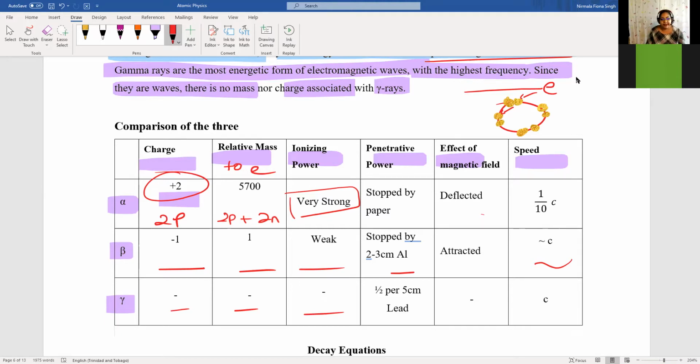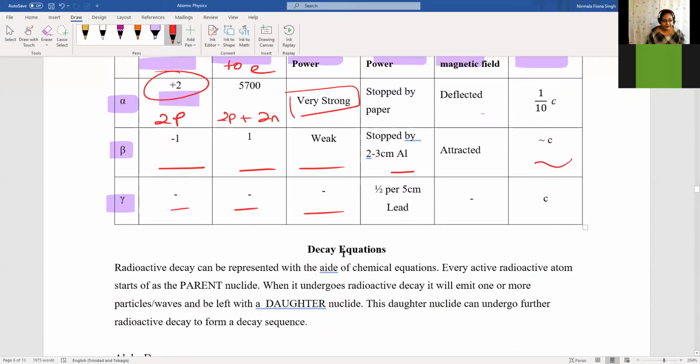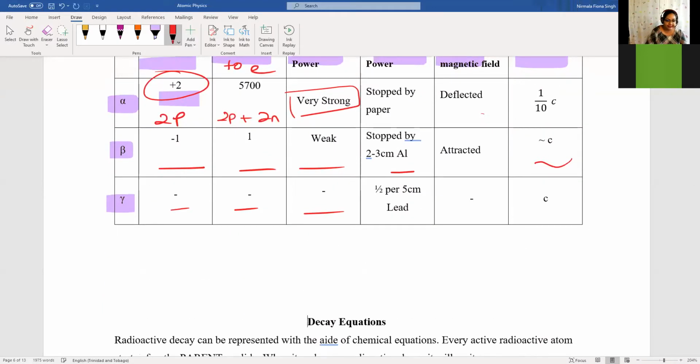So let's just look here. Half of your gamma rays will be stopped by 5 centimeters of lead. So imagine how thick lead is. Imagine how heavy lead is. If I were to put a wall, just to show you how dangerous it is, if I put a wall of 5 centimeters, do I have a ruler to actually measure out 5 centimeters on the screen?